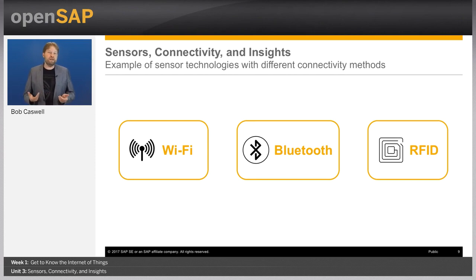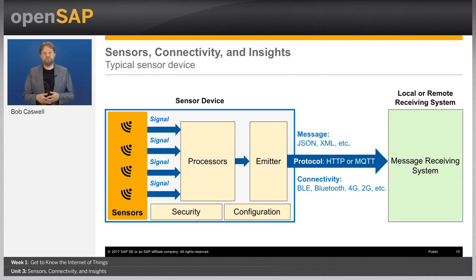Now, to understand connectivity, let's take a look at a diagram of the components of a typical sensor device, including the connectivity layers. As we discussed earlier, the device has sensors, and these sensors are programmed to send signals to the device processors. The device processors will process the raw signal and then send the processed data to the emitter. The device emitter will package the processed data as messages using standard message types like JSON or XML.